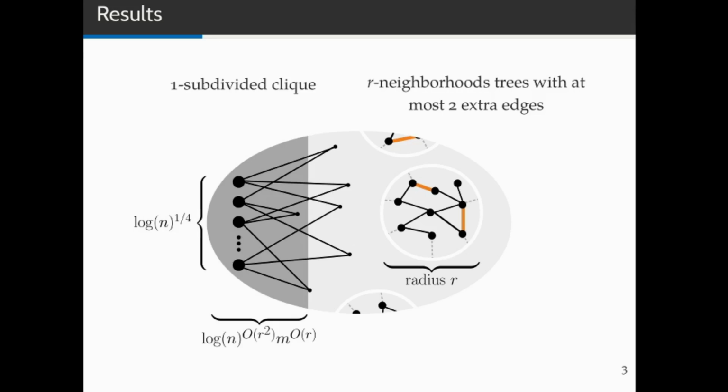So this means that the main source of structural complexity in preferential attachment graphs are the first polylogarithmically many vertices. They span one subdivided clique, but on the other hand, if we remove them, then we're left with a very sparse graph. Let us next talk about the algorithmic implications of this structural result.